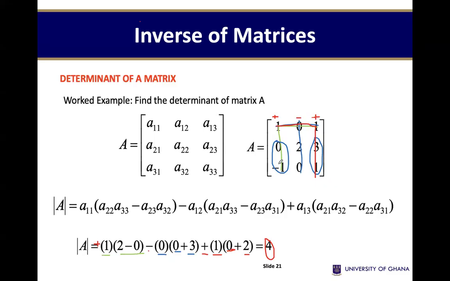Yes, so I'm talking about the last minute. Look, the 1 minus 2, 1 times 2 minus 0. We will first solve it, and then if the answer becomes negative, we change it to positive.